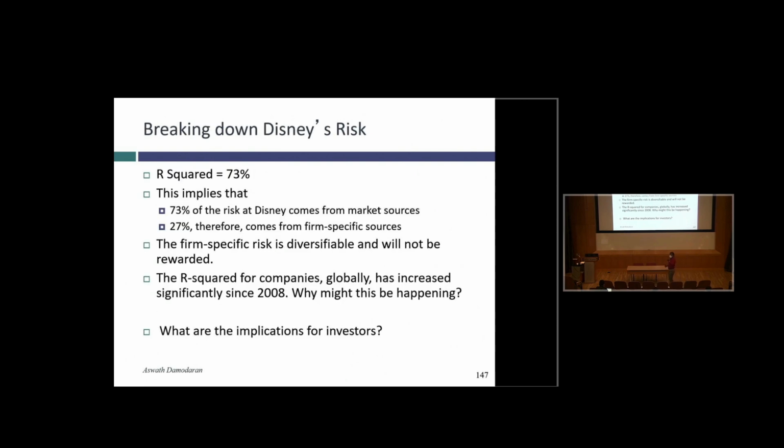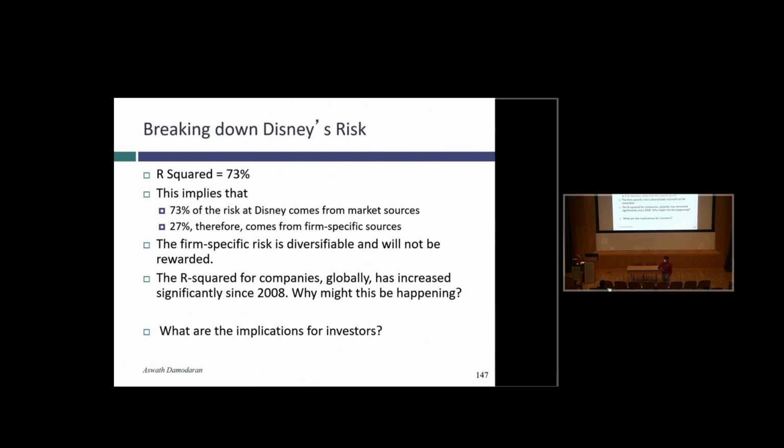So we've looked at the intercept. It tells you how good or bad Disney was as an investment. You looked at the beta. It gives you a range. Let's look at the R squared. The R squared for this regression was 73%. What does that tell you? It tells you that 73% of the variation in Disney's stock price was explained by the market. Let me repeat that again. 73% of the variation in Disney's stock price was explained by the market.